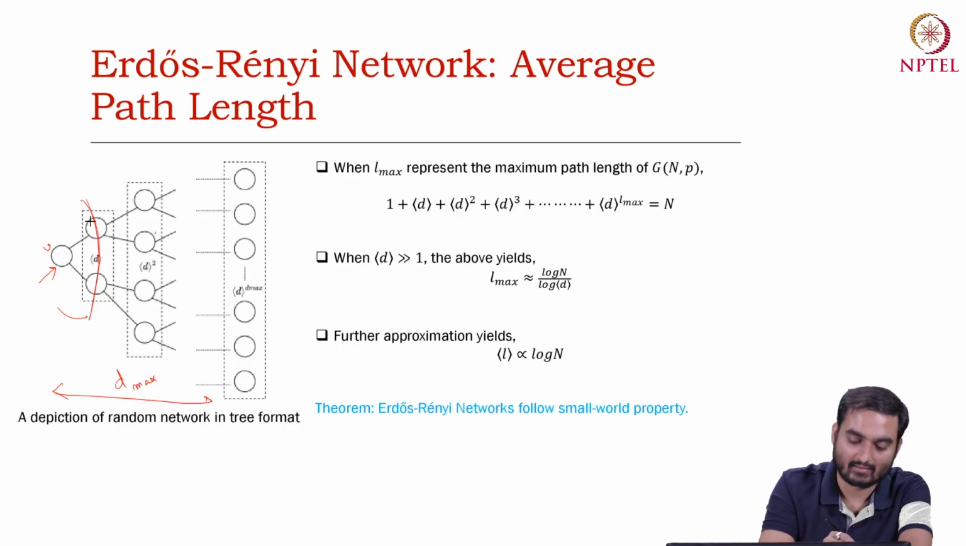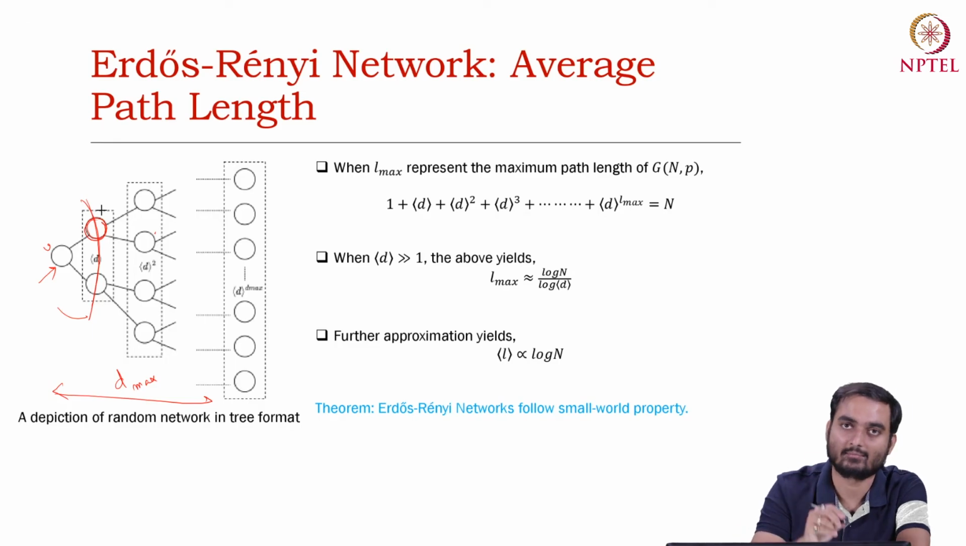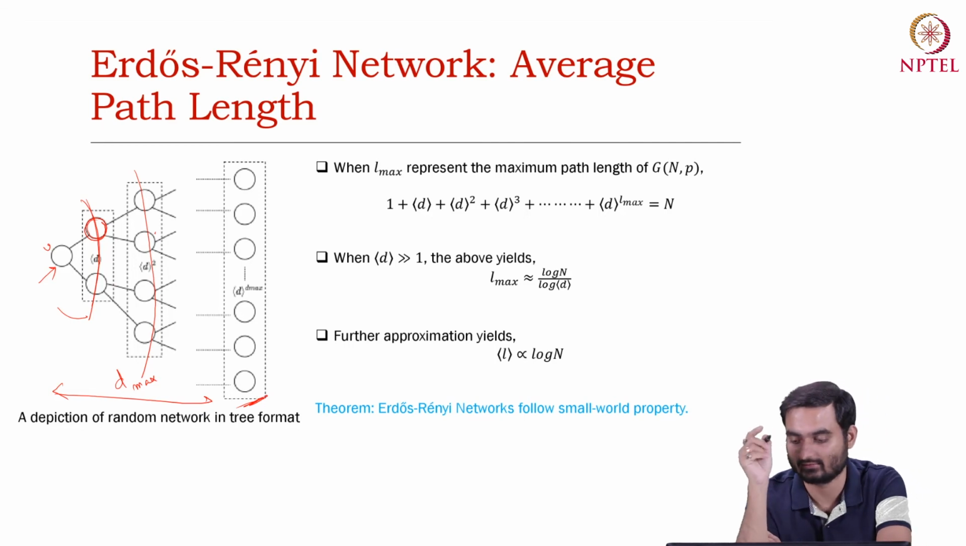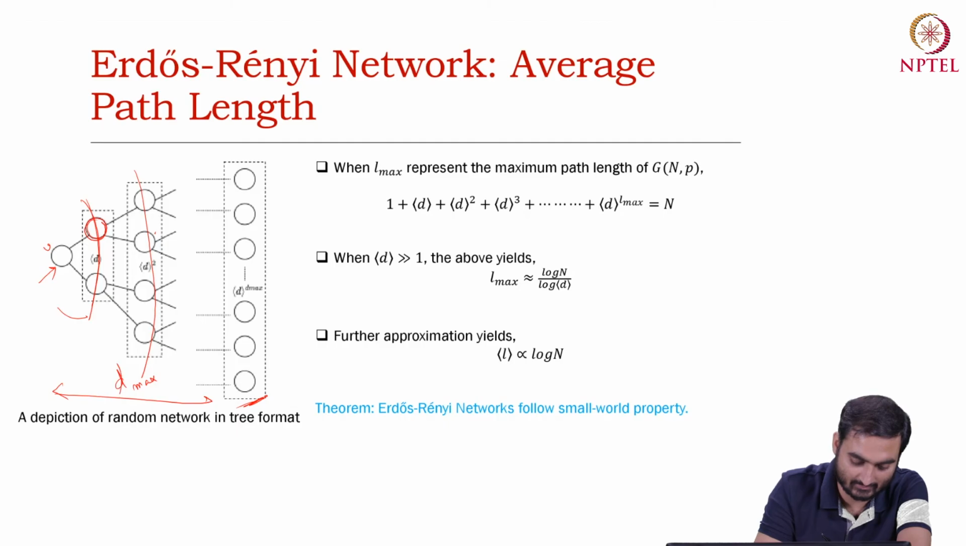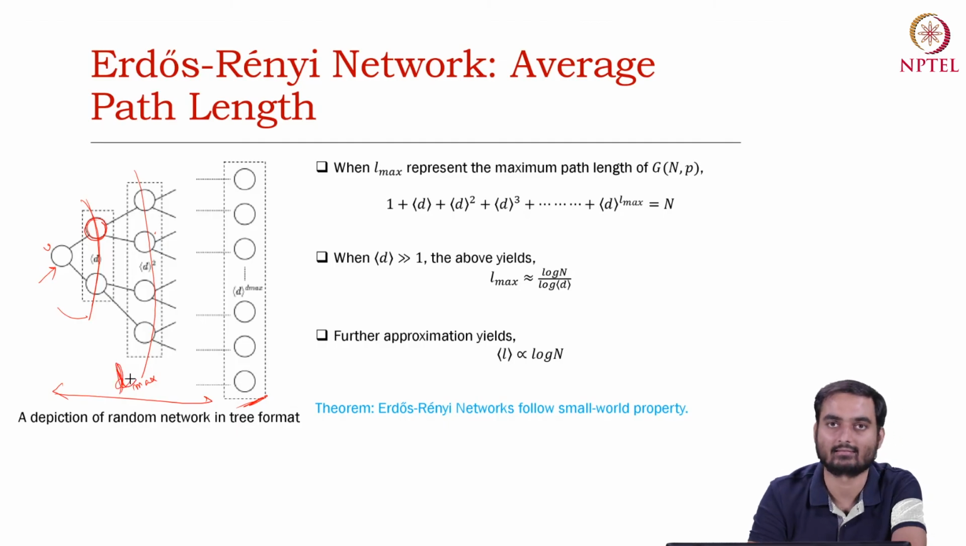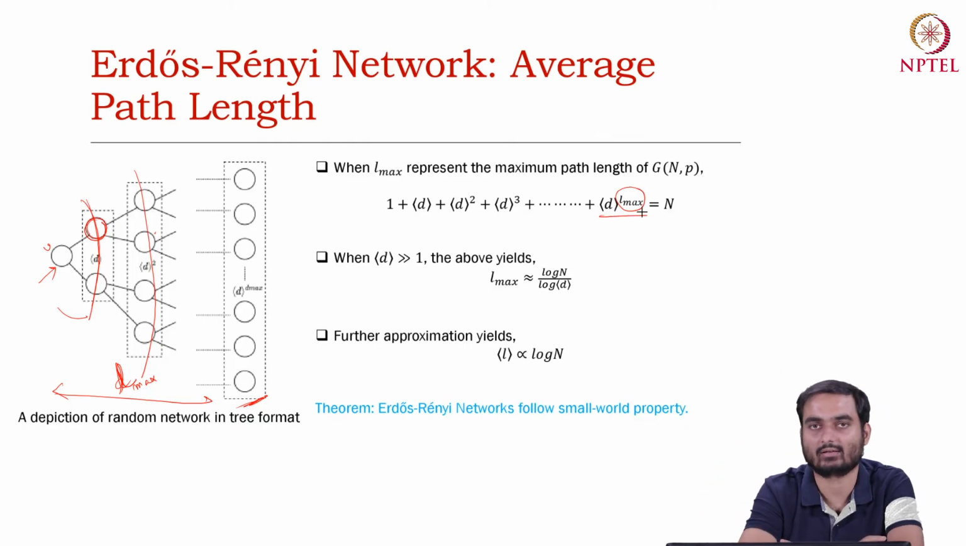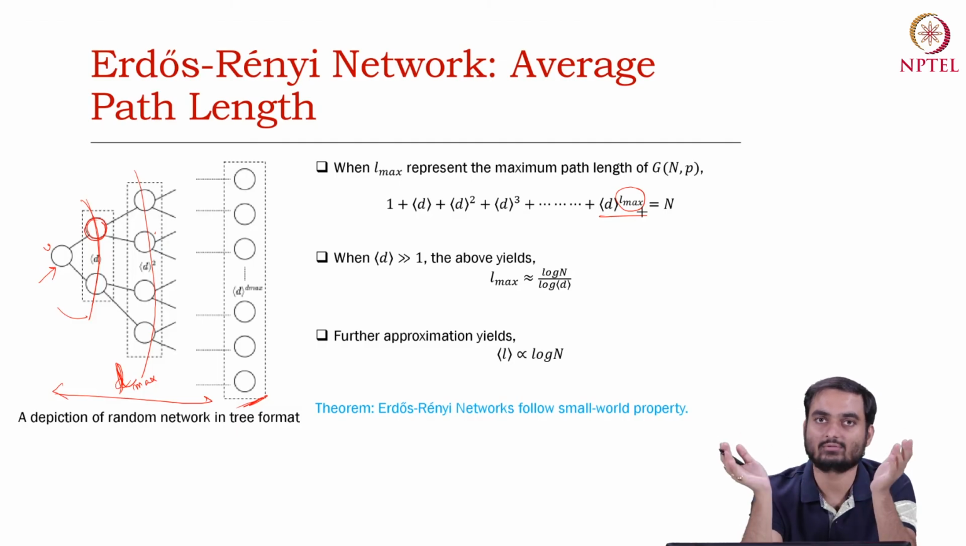At the first hop we have ⟨d⟩ nodes. At the second hop, again every node has ⟨d⟩ number of neighbors, so we have ⟨d⟩ squared number of nodes. Then the next hop ⟨d⟩ cubed. In the last hop, where the diameter is L max, we have ⟨d⟩ to the power L max number of nodes. And that constitutes all the nodes.